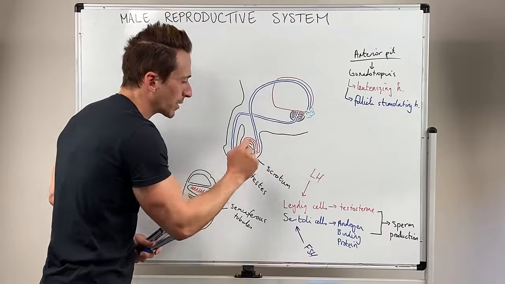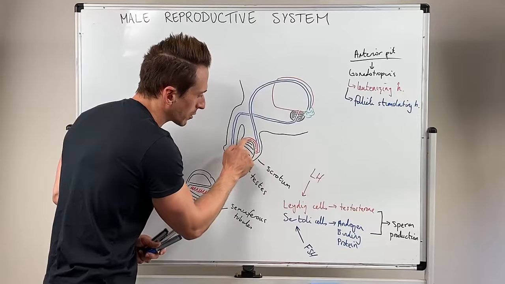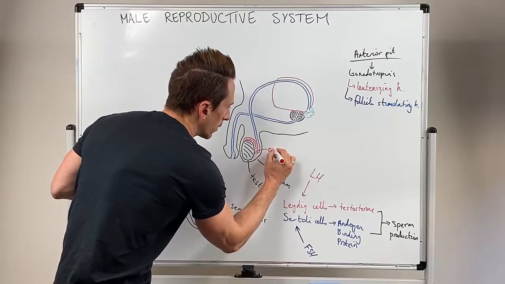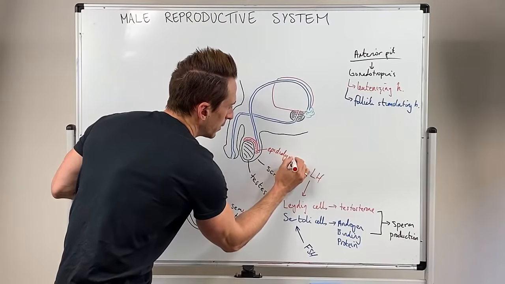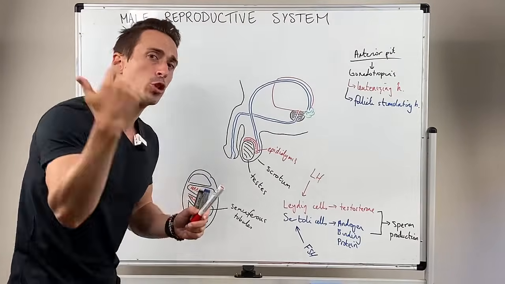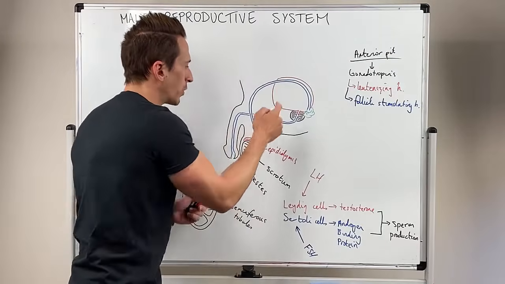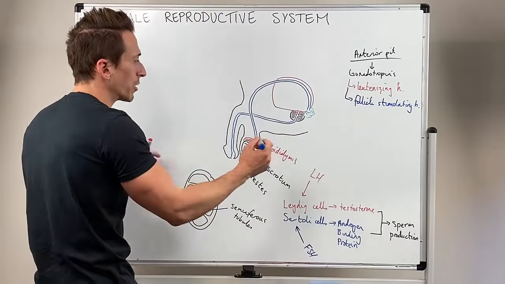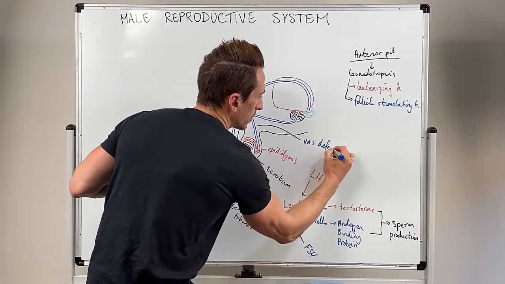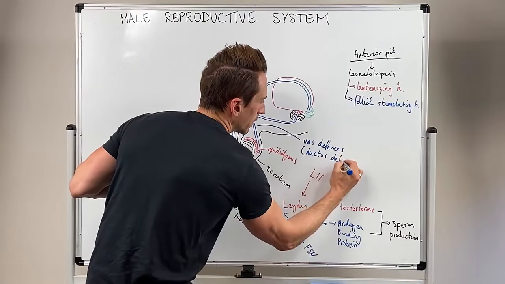Now, the sperm that's produced is transported into this structure here that lines the outside of the testes called the epididymis. The role of the epididymis is to store sperm, mature sperm, and then transport sperm into this next tube, which is called the vas deferens, also known as the ductus deferens.